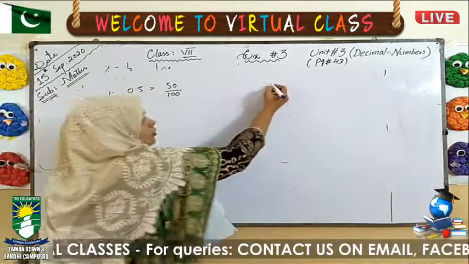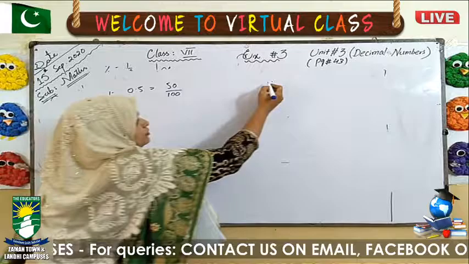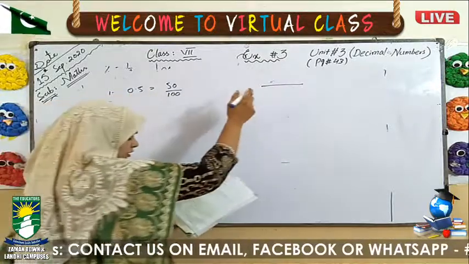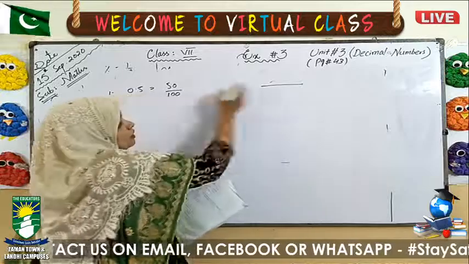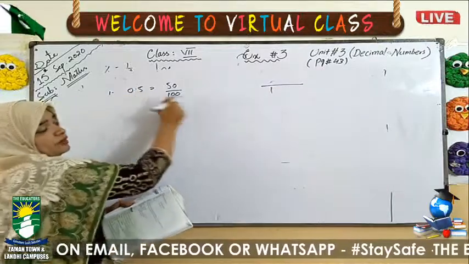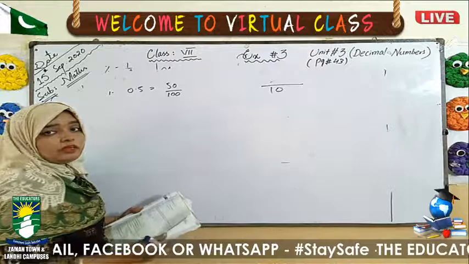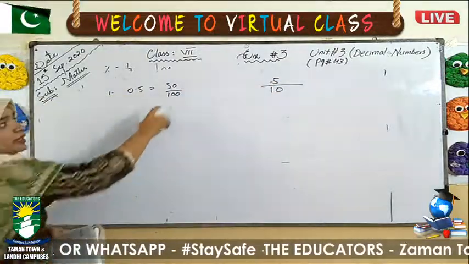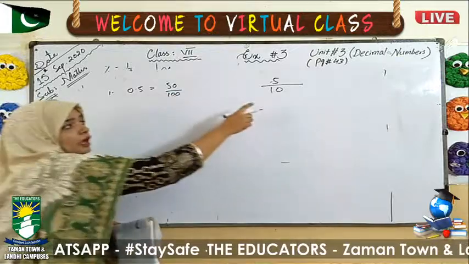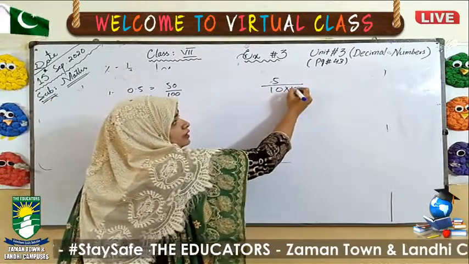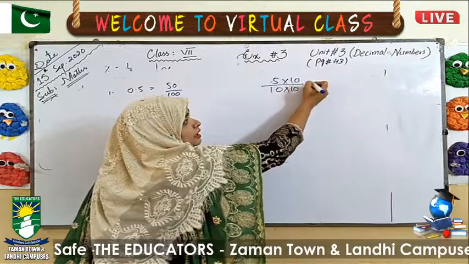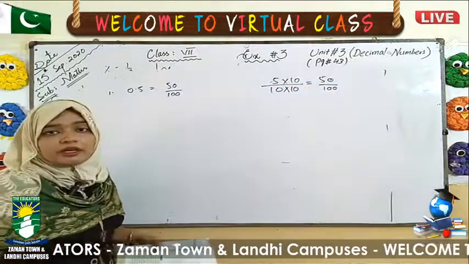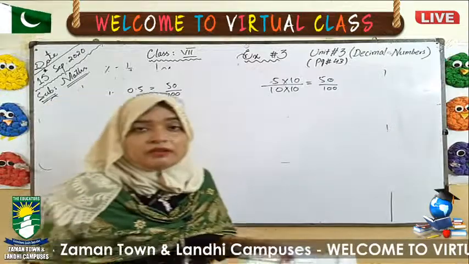Now change your 0.5 into a fraction. In the place of the decimal, we will write 1. After the decimal, we have one number, so we will write here 0. Now your number is 5 upon 10. But here we have 50 upon 100. How will we change our 10 into 100? Multiply by 10. 5 tens are 50 upon 100. It means your first statement is true.